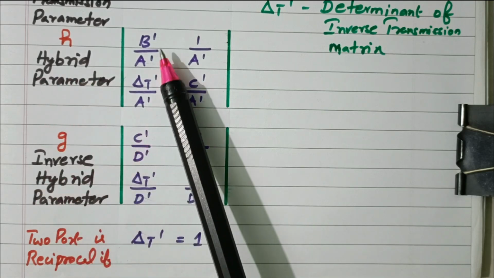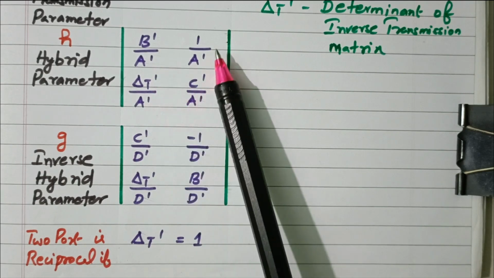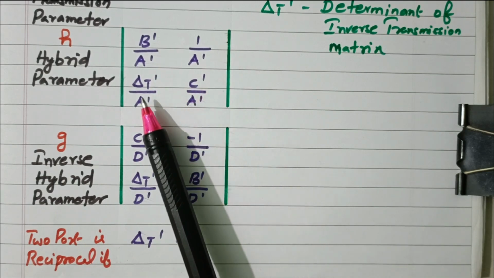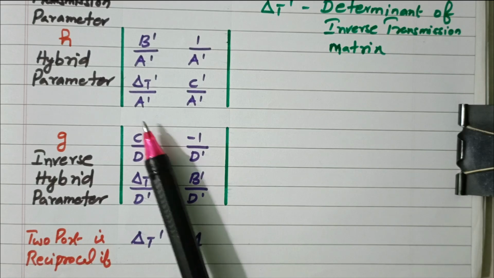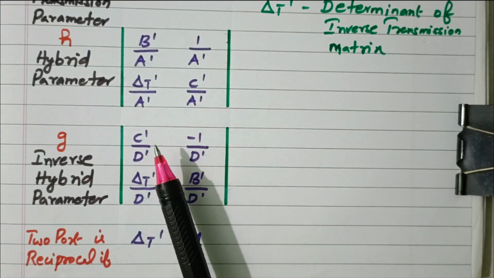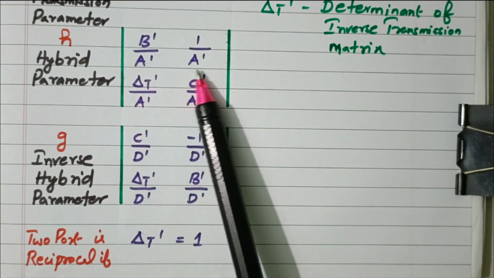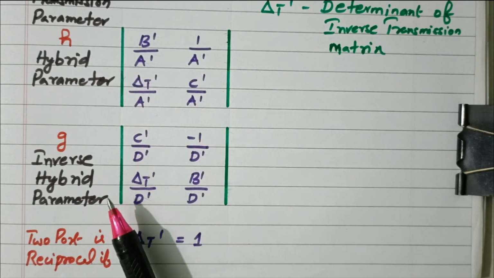So what is the equivalent? B dash by A dash, 1 divided by A dash, delta T dash divided by A dash, C dash divided by A dash. So the denominator is the same term, A dash.